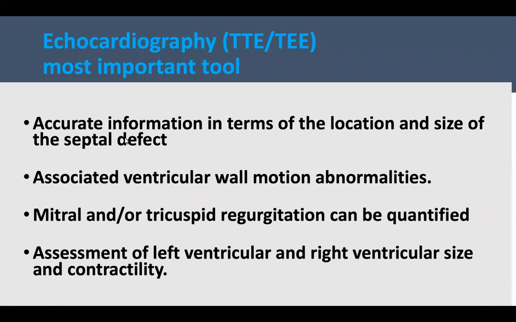The most important tool, as I said, is the echo, both transthoracic and TEE. It gives accurate information in terms of the location and size of the septal defect. Associated ventricular wall motion abnormalities can be diagnosed. Mitral regurgitation and tricuspid regurgitation can be quantified, along with assessment of left and right ventricular size and contractility. So this is the most important tool where we diagnose and start our management. Sometimes transthoracic views are not accurate, and you may miss the LV thrombus or other information. That is why we might need a TEE.